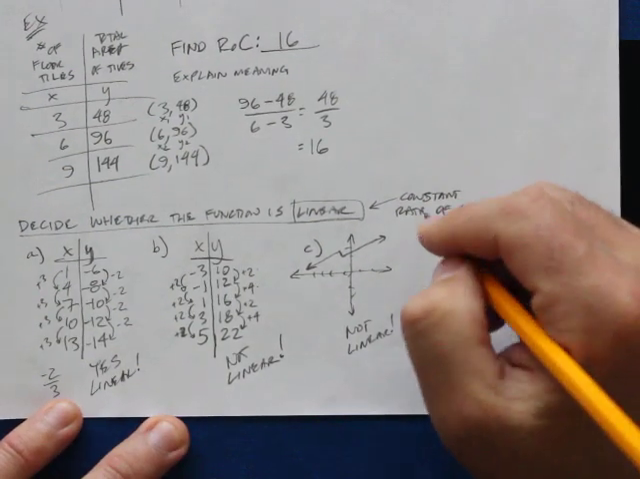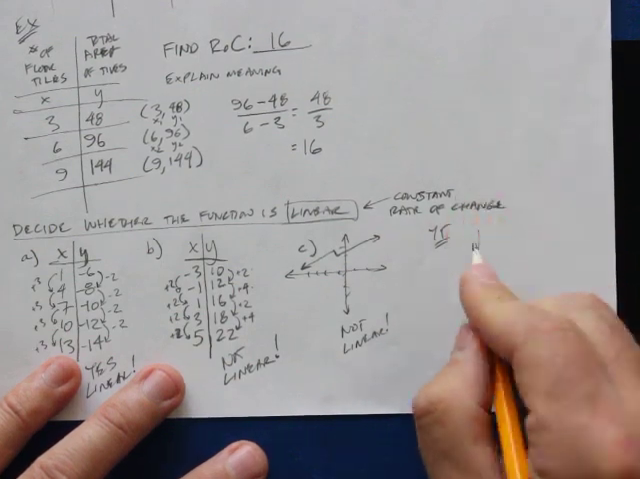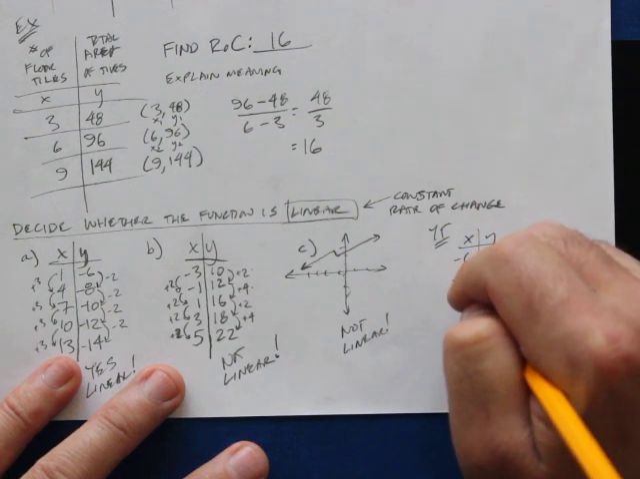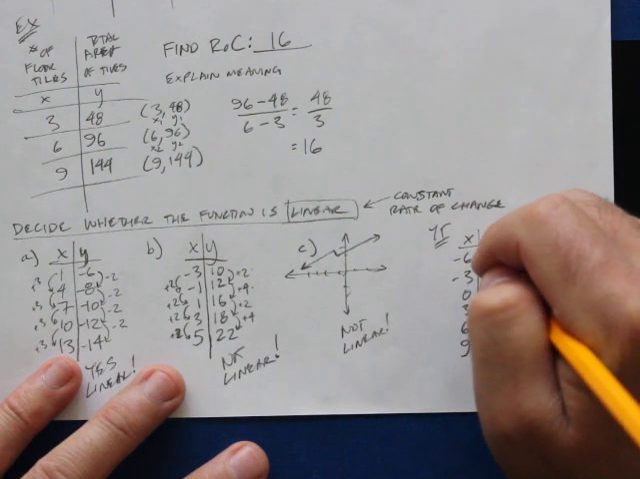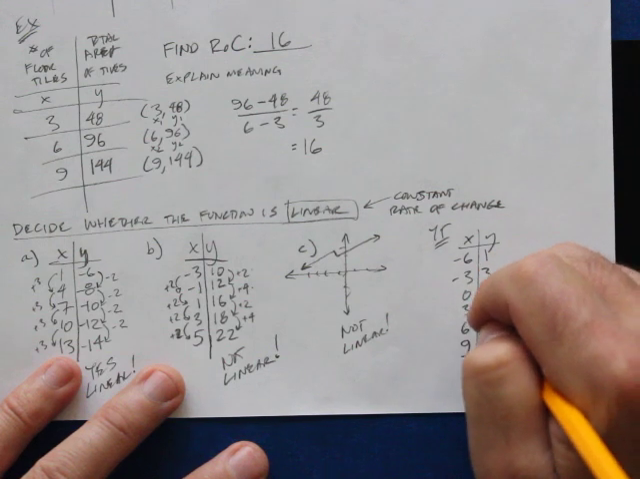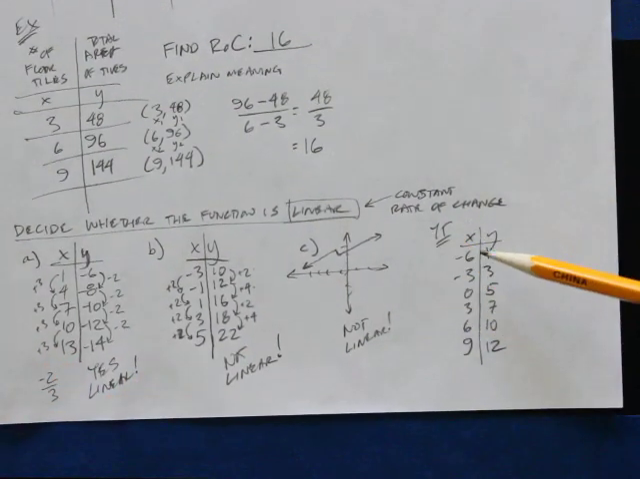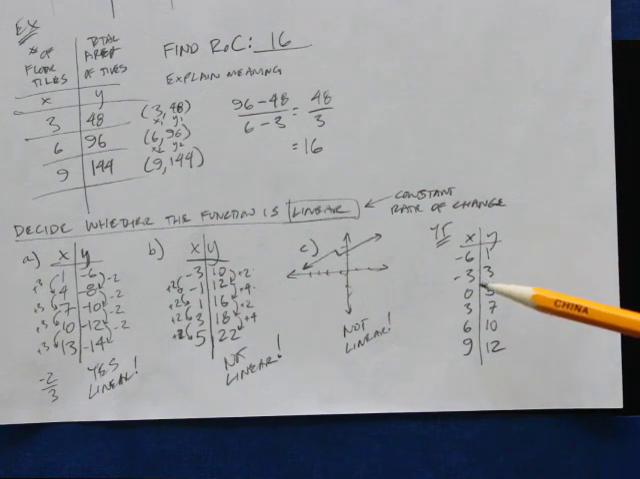Let's have you do one on your own, and see how you do, and then we will check your work directly afterwards. -6, -3, 0, 3, 6, and 9 are your x values. Your y values that correspond to those x values are 1, 3, 5, 7, 10, and 12. All right, see if your rate of change is constant, and therefore decide whether this is a linear function or not. Okay, pause and go.